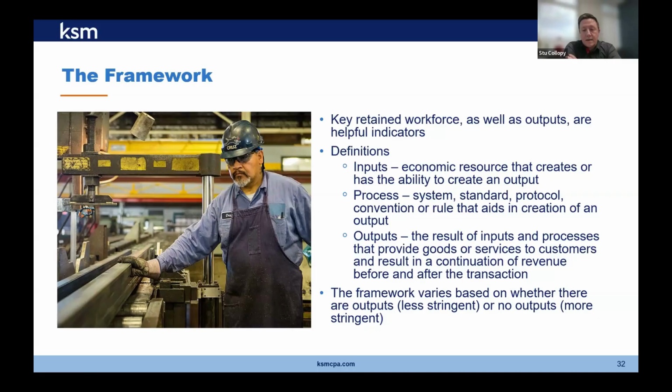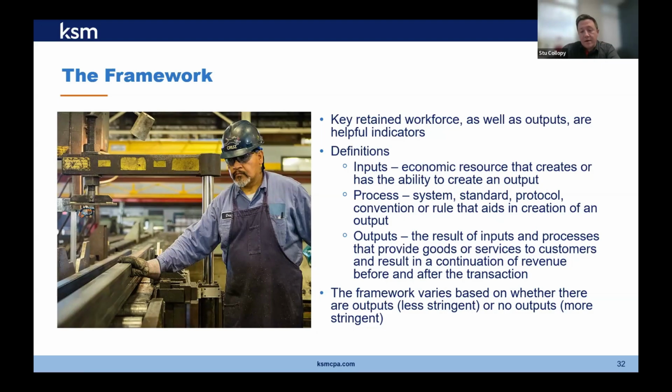An input is an economic resource that creates or has the ability to create an output. A process is a system, standard, protocol, convention, or rule that aids in the creation of an output. And then an output itself is obviously the combination of those two items, something that results in goods or services and creates revenue.